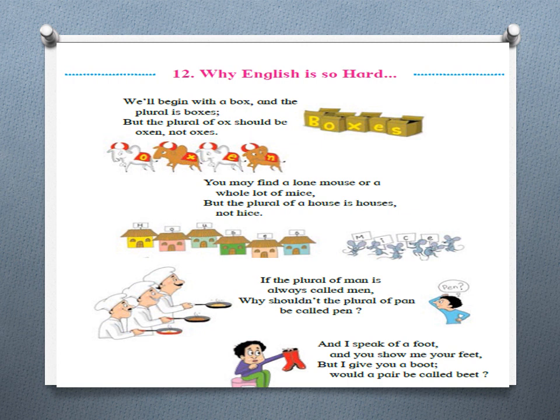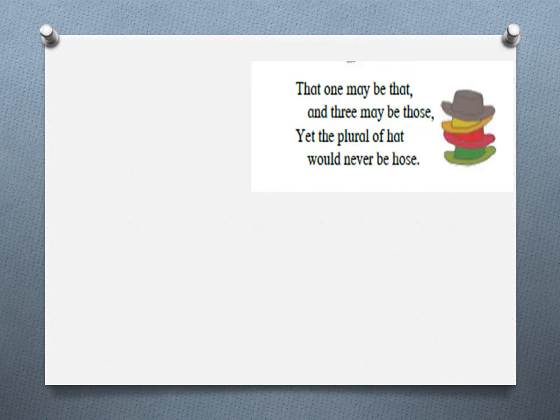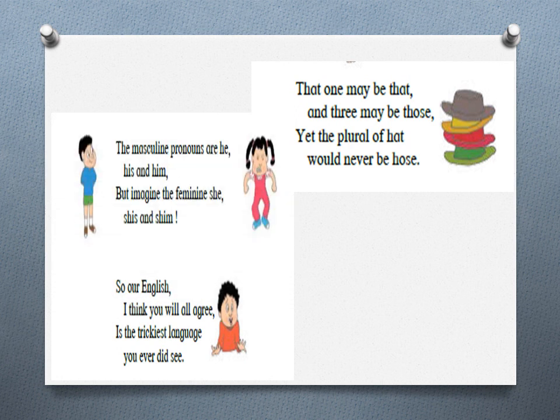And I speak of a foot and you show me your feet. But I give you a boot, would a pair be called beat? That one may be that, and three may be those, yet the plural of hat would never be hose. The masculine pronouns are he, his, and him. But imagine the feminine she, shiz, and shim. So, our English, I think you will all agree, is the trickiest language you ever did see.